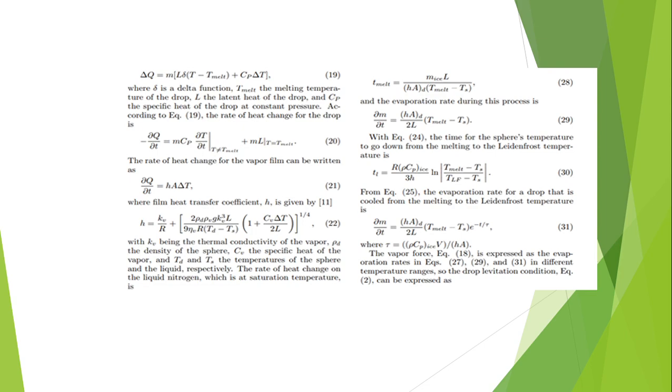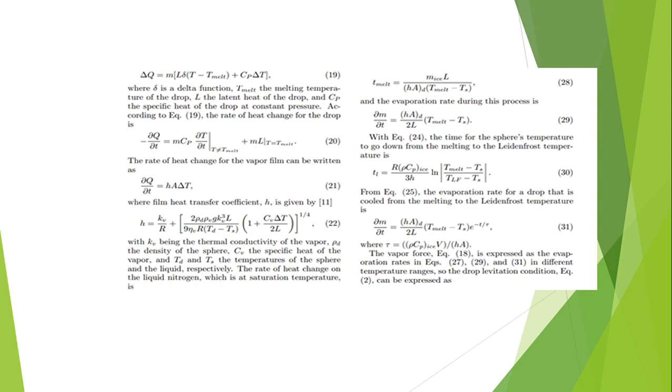According to equation 19, the rate of the heat change for the drop is partial Q over partial t equals m Cp partial T over partial t, for T not equal to T melt, plus ml for T equal to T melt. The rate of the heat change for the vapor film can be written as partial Q over partial t equals HA delta T, where the film heat transfer coefficient H is given by equation 11.